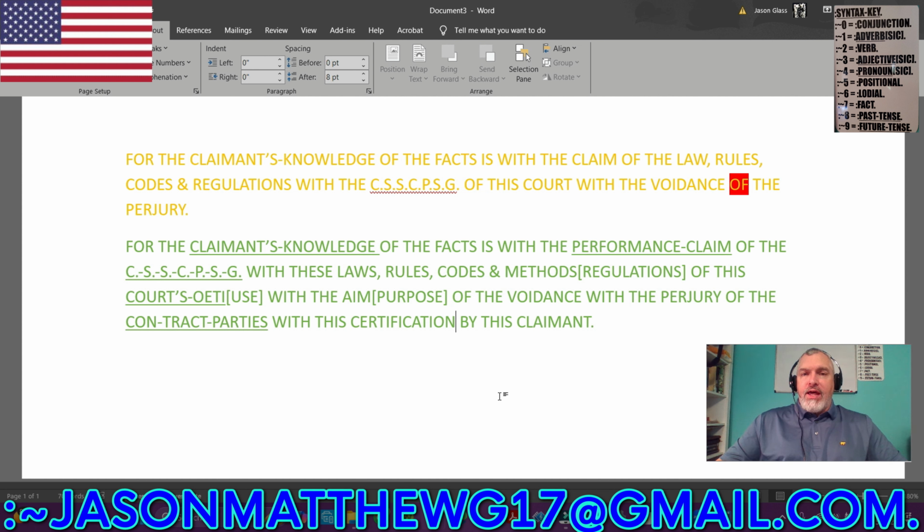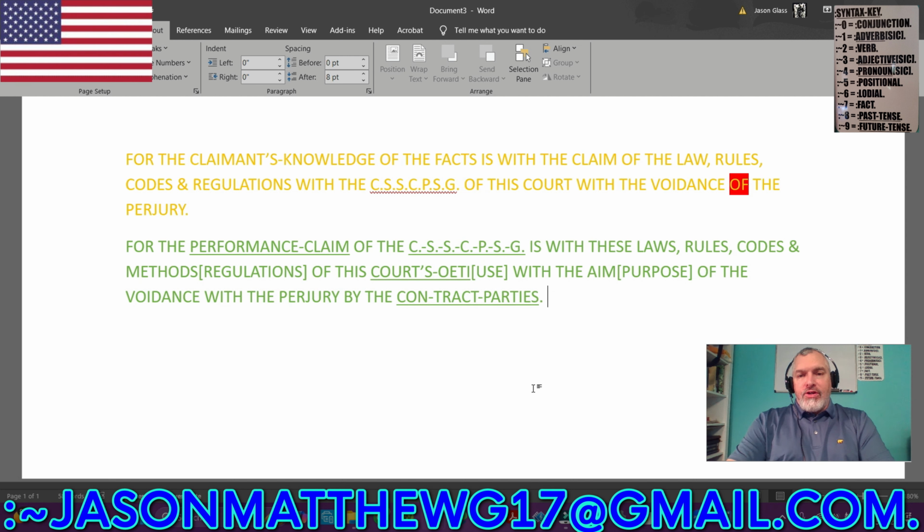Now, a way that you can generalize this and take the claimant out of it to make it a generalized statement would be to do this. For the performance claim with the correct sentence structure is with these laws, rules, codes, and methods of this court's usage with the aim of the voidance with the perjury by the contract parties. And then backwards it would be for the contract parties of the perjury are, plural form of the verb are, because contract parties is plural, with the voidance of the aim with this court's usage of these laws, rules, codes, and methods with the correct sentence structure by the performance claim.